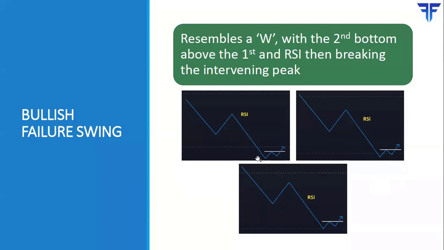How to identify this pattern? As I said, they resemble a small W, wherein the second bottom happens to be above the first bottom, and the RSI line goes on to break the intervening high.